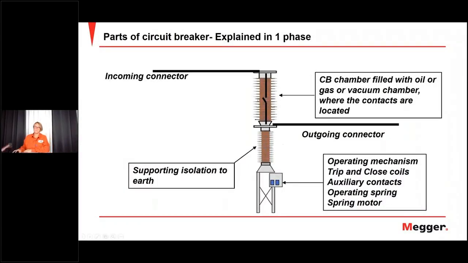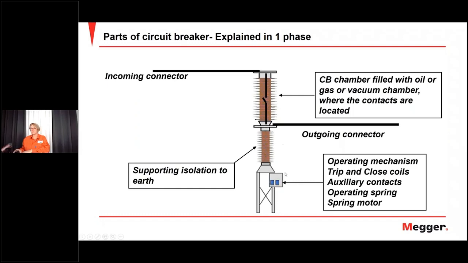The chamber, the pole, is common with SF6 today, but this can also be filled with other gas, oil, or it can be a vacuum chamber. And this is inside where the contacts are placed. Underneath here is isolation to earth, and inside here also goes a mechanical link down to the control.